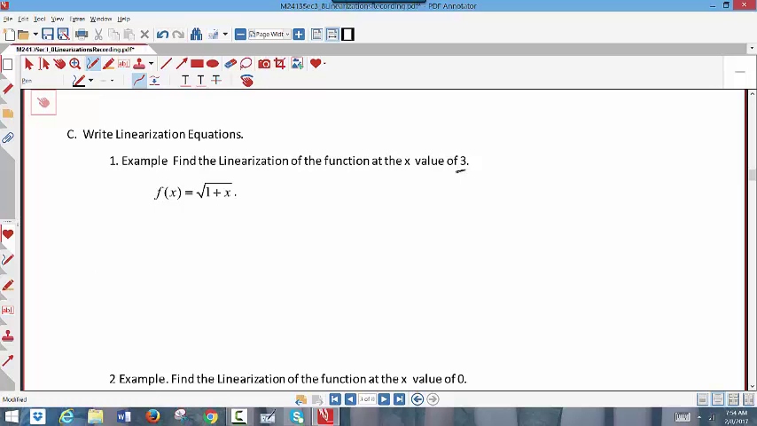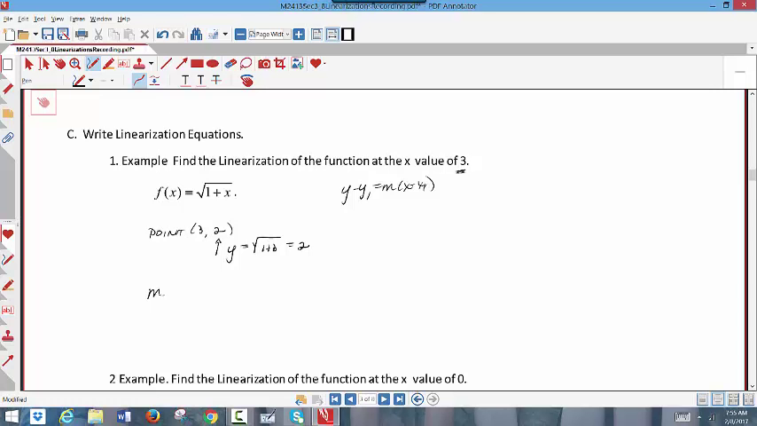Of course, they do have to give me an x value because, again, the linearization equation, the equation of the tangent line, will vary for every x value as you get further from that point. So, okay, we're going to go y minus y1 equals m times x minus x1, and we need a slope and we need the point. Well, the x value of the point is 3. And the point is on both our tangent line and on our function, so we can go back to the function itself to come up with the y value. So this y value is going to be the square root of 1 plus 3, which is the square root of 4, which is 2. So our point is 3, 2.